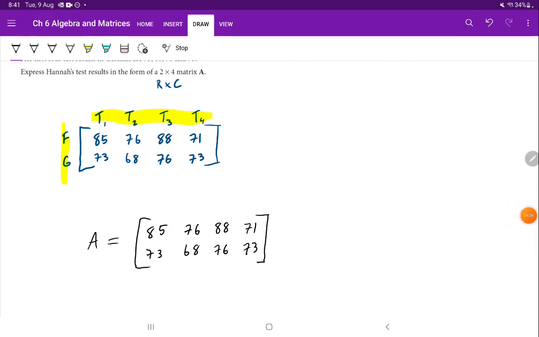So at this point, we're just basically listing some information. Soon we're going to be doing some operations with them, including multiplication, addition, subtraction, and 2 different types of multiplication, scalar and matrix multiplication.